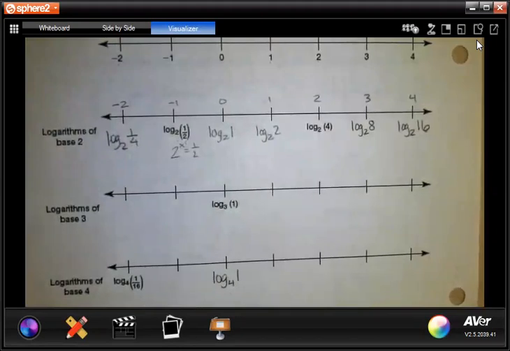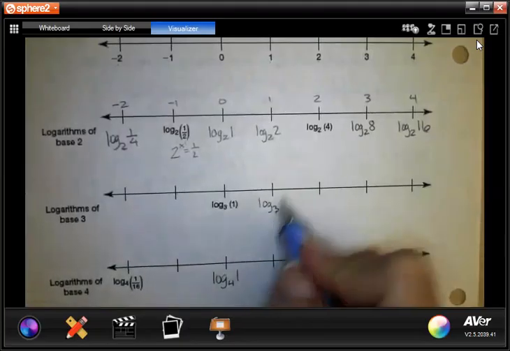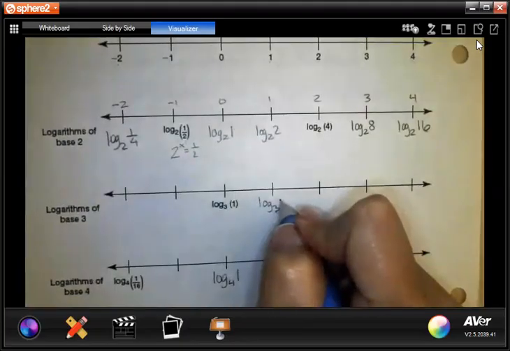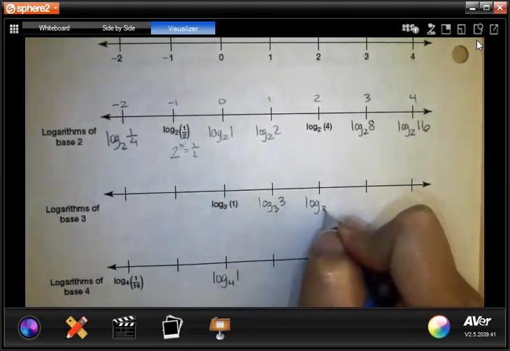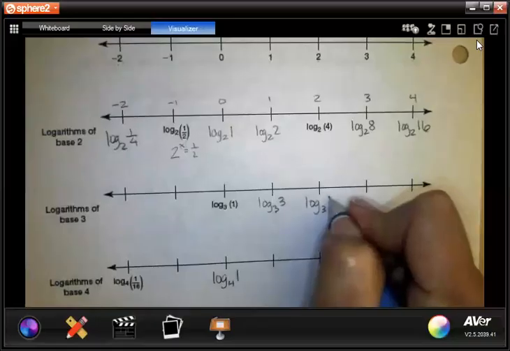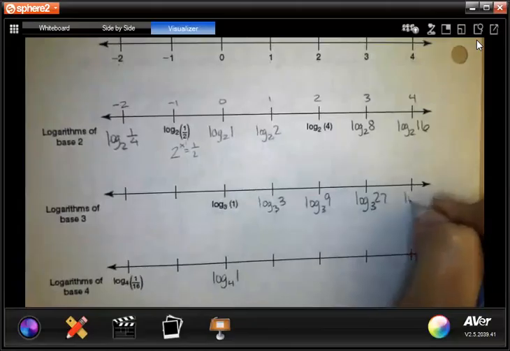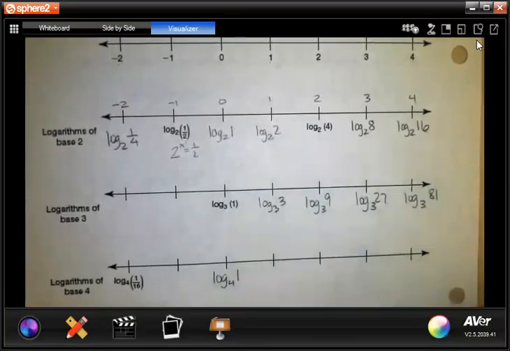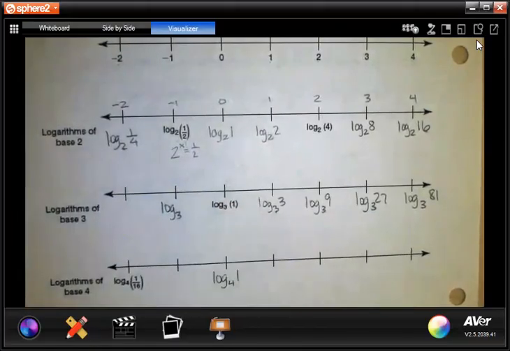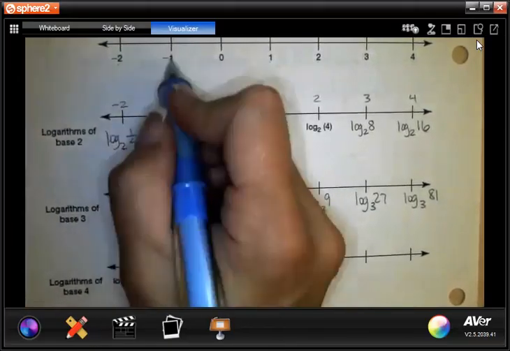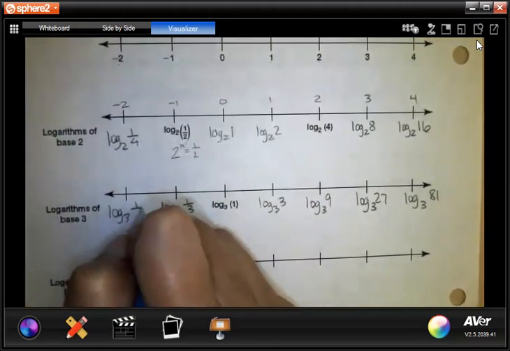In order to do the 3, you would do exactly the same thing. So log base 3, 3 to the first power would be 3. 3 to the second power would be 9. 3 to the third power would be 27. 3 to the fourth power would be 81. And if we go backwards, remember that a negative exponent makes you do the reciprocal. So 3 to the -1 would be 1/3. And 3 to the -2 would be 1/9.